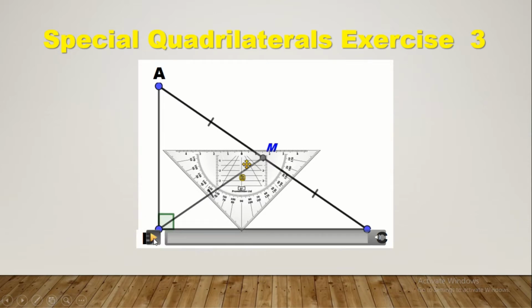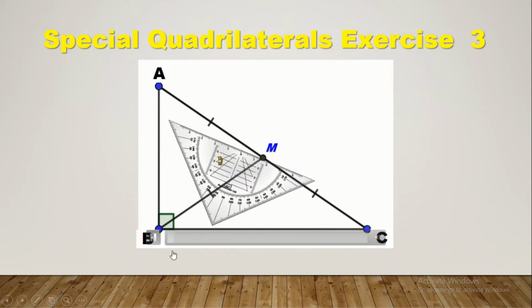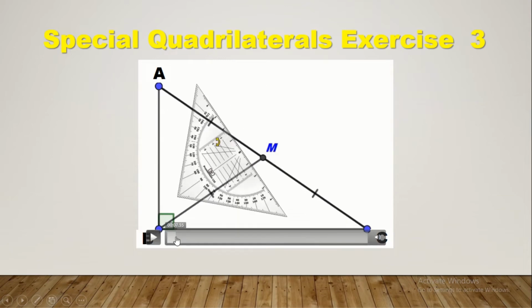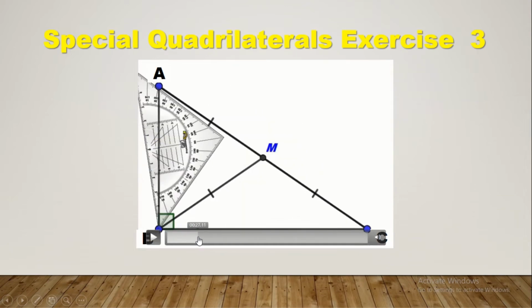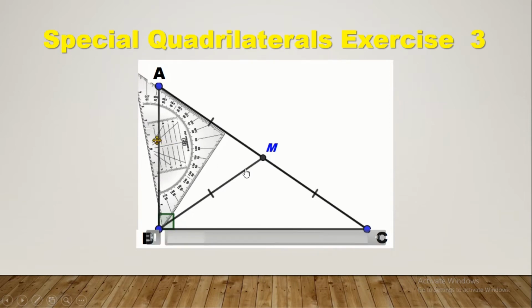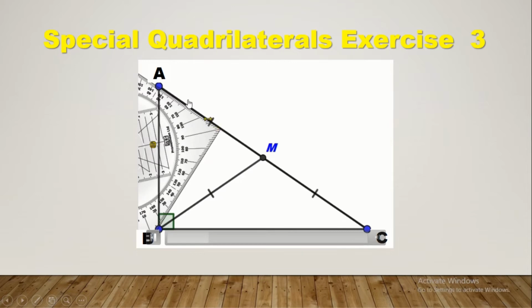Now let's start drawing the altitude BH. First of all, if you note something, the altitude should be drawn from the vertex B to the side AC. So we should put our set square aligned to the side AC. Well, when we put it aligned to AC as you see and passing through the vertex B, now we can draw the altitude BH as you see.